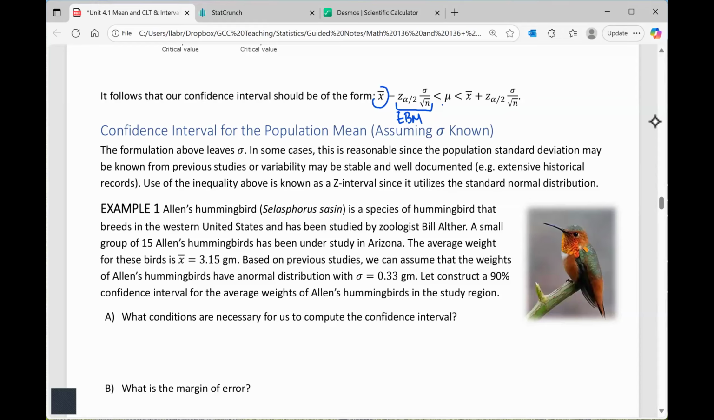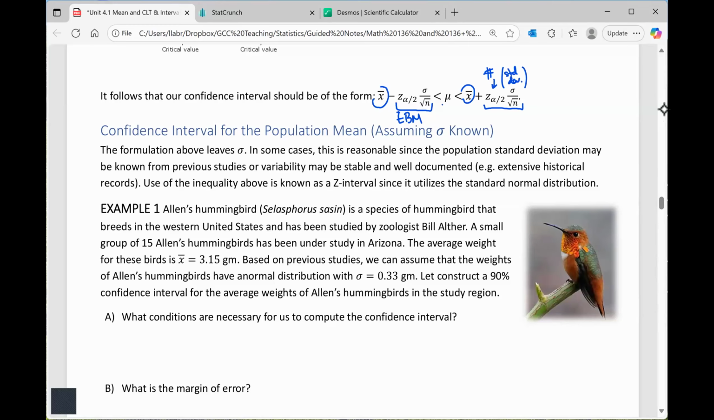And here we can see it's the same analysis. We take the sample mean, and this time we add our error bound. And remember that you just want to think about it as the number of standard deviations times the actual variability, and that's the standard deviation.